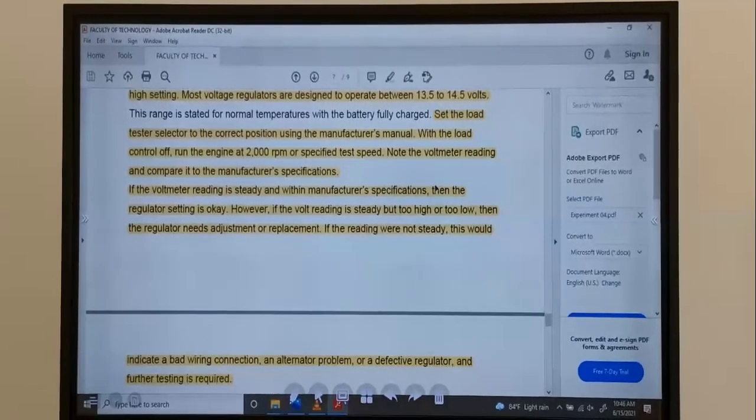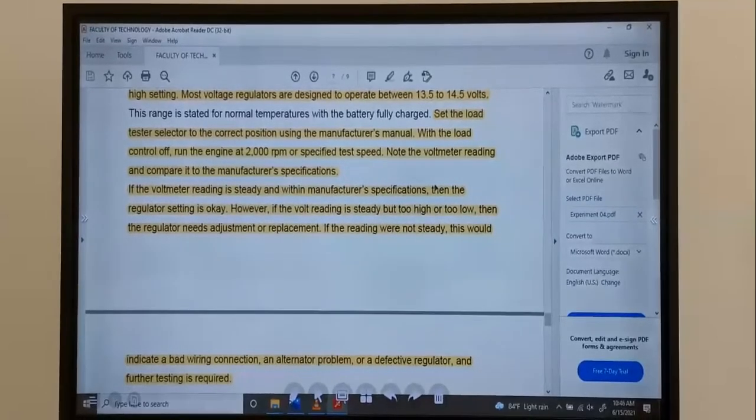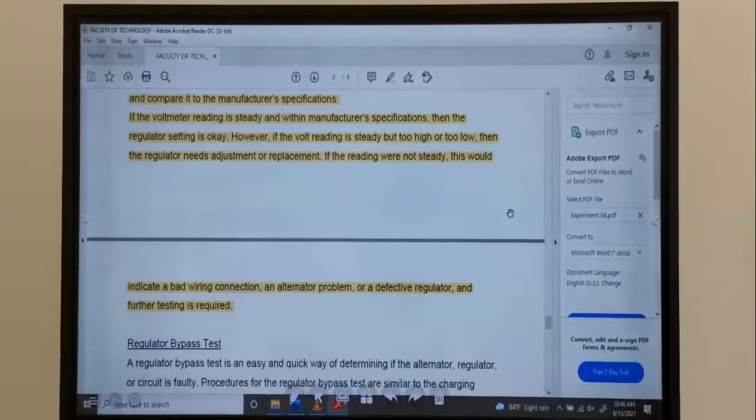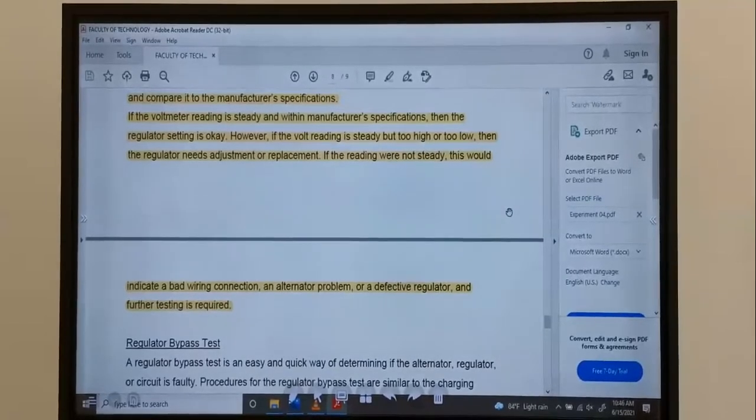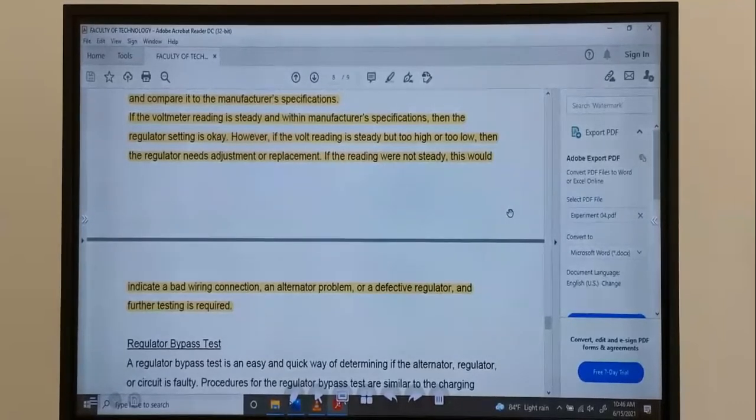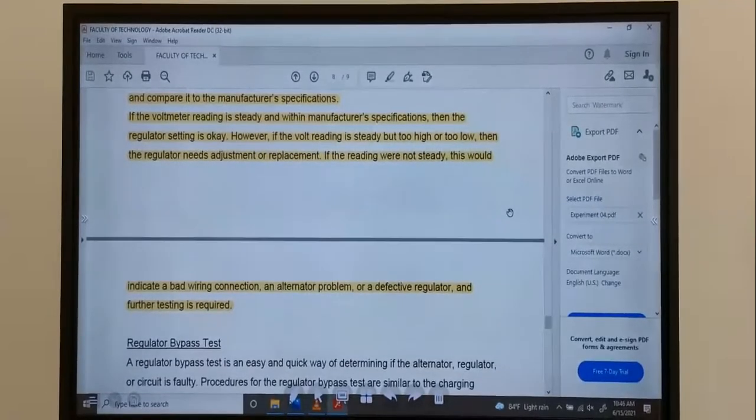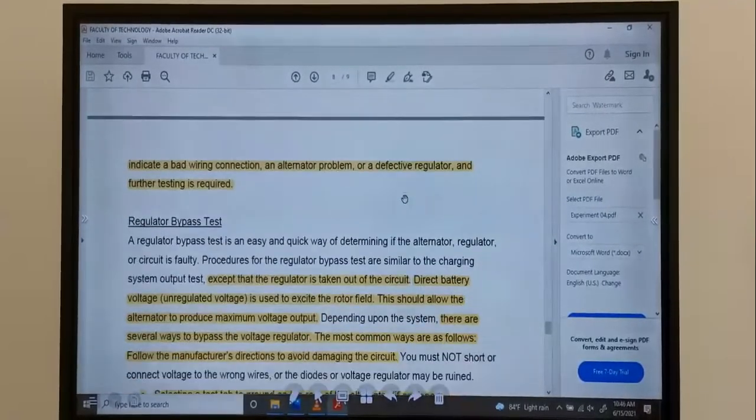But if the reading is not steady and changes every time, that means sometimes it is a bad wiring connection, an alternator problem, or a fault of the regulator. So we can do separate tests to find out which is at fault, the alternator, the wiring, or the regulator. Further testing is required.